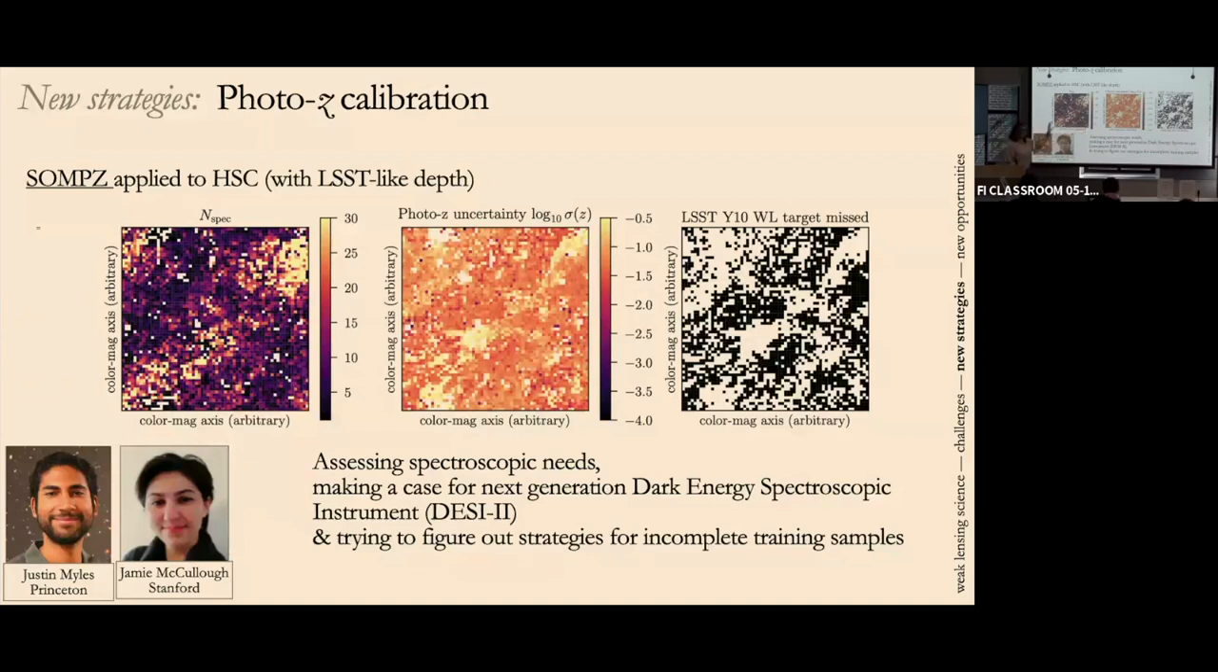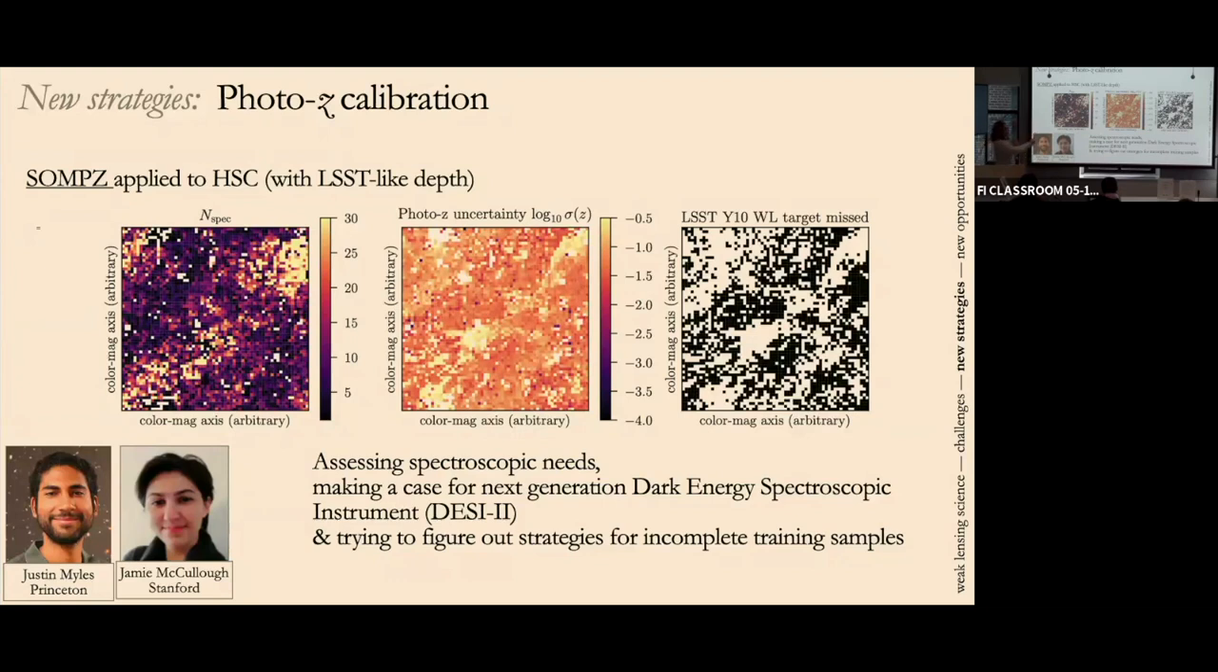So you want to have many spectra for each cell, and you want that sigma z to be really small, so that you're really characterizing a type of galaxy and its redshift very well. And this is kind of what it looks like for DES on the two middle plots. And the right-hand plot is what we think it's going to look like for LSST year 10, just a demonstration.